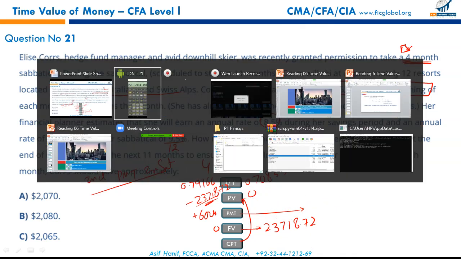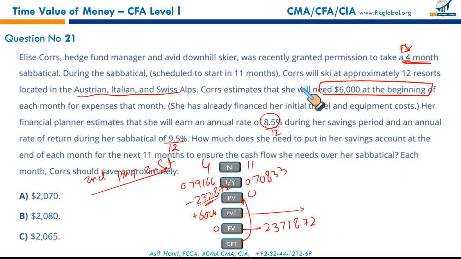So I hope you got the idea. Let me repeat. First we took what she will receive every month, $6,000 for 4 months at the start of each month. So it's annuity due. This is the interest rate. Future value is 0. So for getting $6,000 every month, this should be the present value of investment at that point. This present value, in fact, will be the future value of her investment, which she will make every month for 11 months at this rate. Present value 0. Payment is to be calculated. This is the future value for this investment, and we have to calculate the payment she will make.